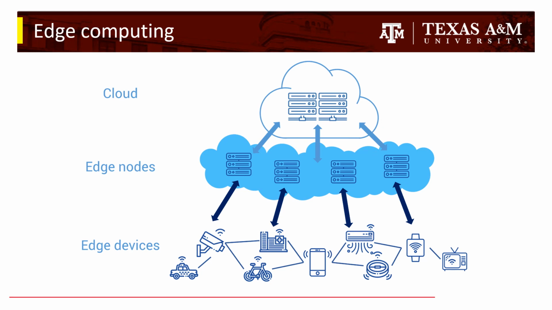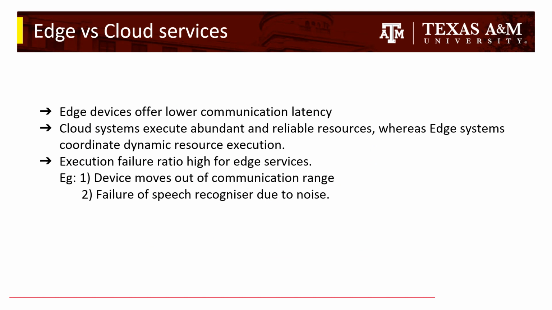The edge servers communicate to the cloud through edge nodes, which have smaller computing capability, but they provide lower latency because they are closer to the user. This is one of the key differences between edge and cloud services. But edge servers have less computing capability and higher failure ratio. For example, if mobile devices move out of communication range, or if a speech recognizer fails due to excessive noise.